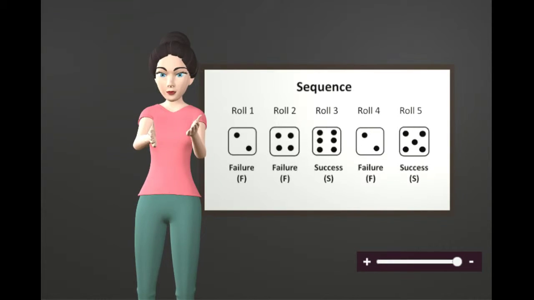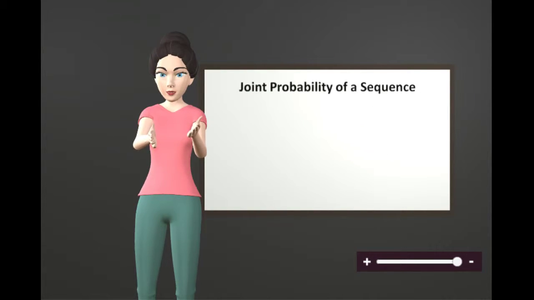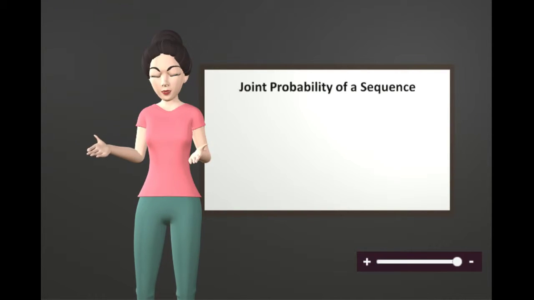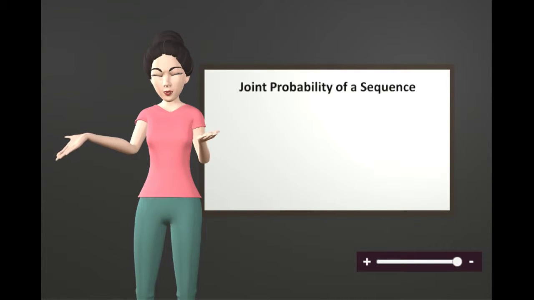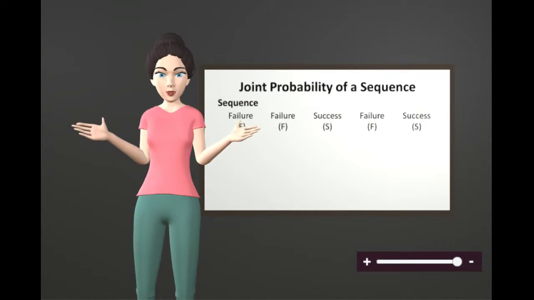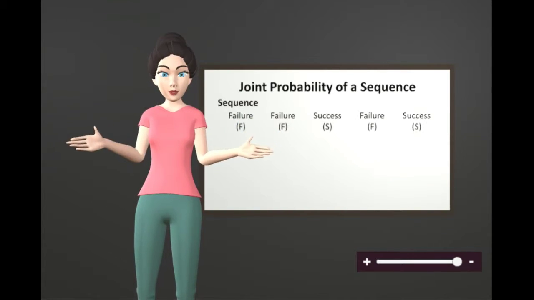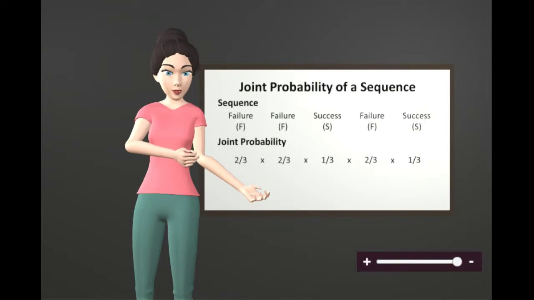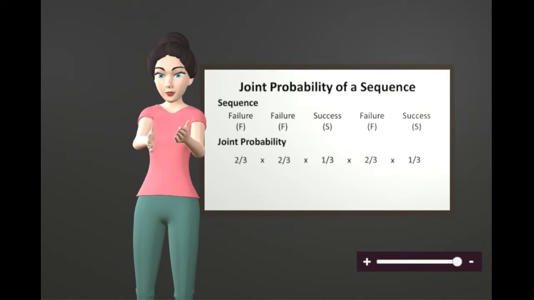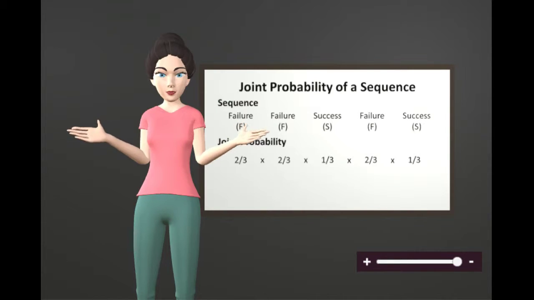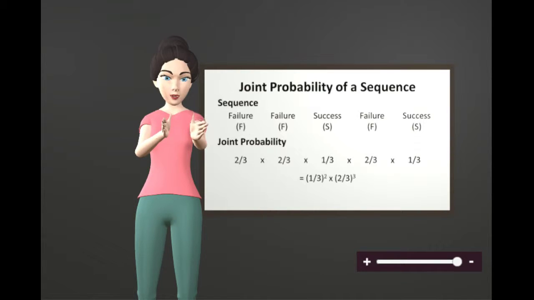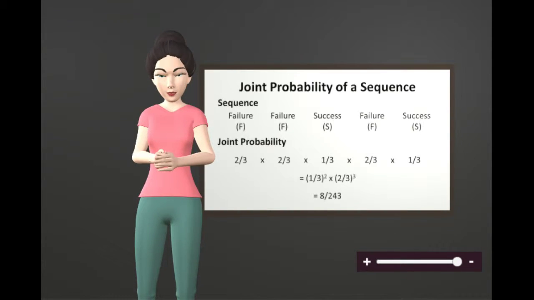The sequence would be failure, failure, success, failure, success. A sequence, like the previous example, has a probability of occurring, which is called the joint probability of a sequence. This can be found by multiplying the probabilities of each individual event. Let's take the previous example. We had failure, failure, success, failure, success. Now we multiply the probability of each happening, so we get 2/3 for failure times 2/3 for failure times 1/3 for success times 2/3 for failure times 1/3 for success. We can also write this as 1/3 squared times 2/3 cubed. So the joint probability of this particular sequence occurring is 8 out of 243.